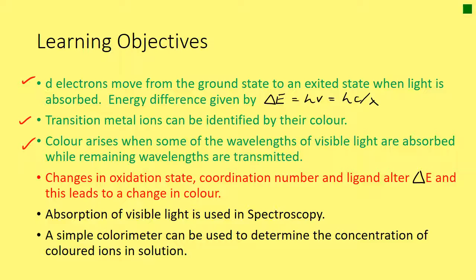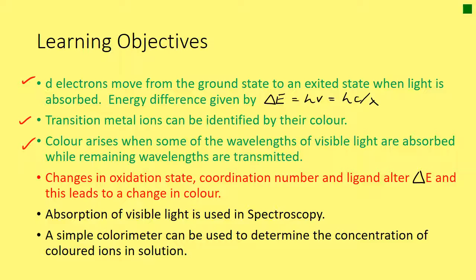We've stated that these transition metal ions can be identified by their colour, because that energy difference is slightly different from situation to situation. We've also done the fact that colour arises when some of the wavelengths of visible light, in our example, remember that yellow was absorbed, while the remaining wavelengths are transmitted through, and that's how the colour changes, and that's why we see the solutions as coloured. So we've done those three lesson objectives now.